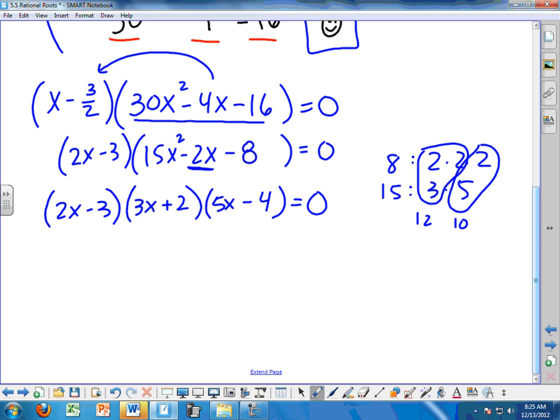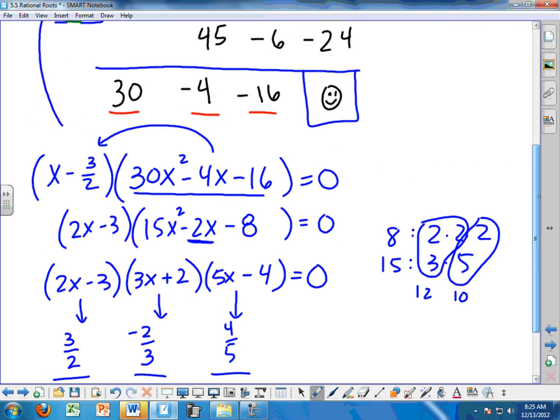Now notice what the other answers would have been. There were no easy answers in this problem. We end up with 3 halves. We end up with 2/3, that one being negative, and we end up with 4/5, that one positive. These would have been the only 3 terms that would have worked.